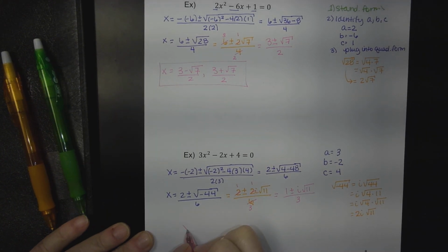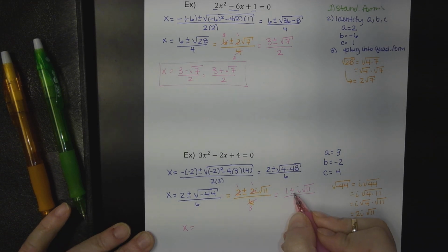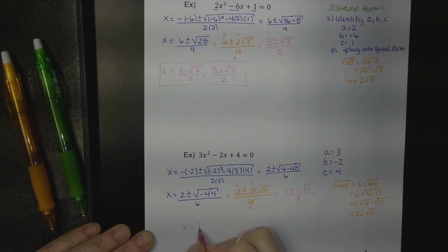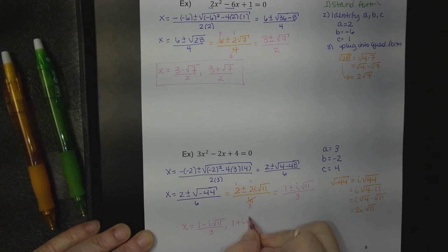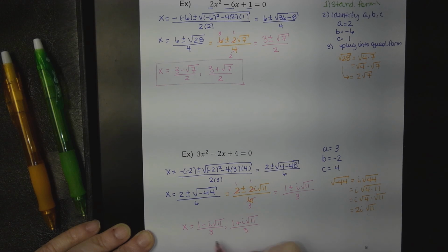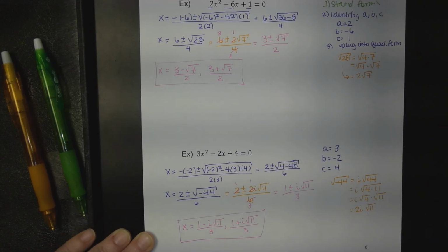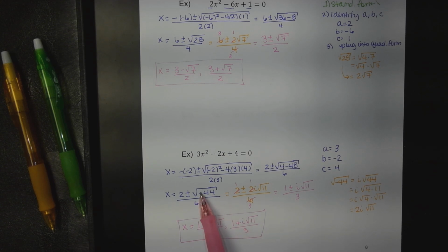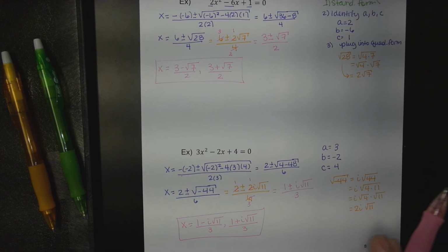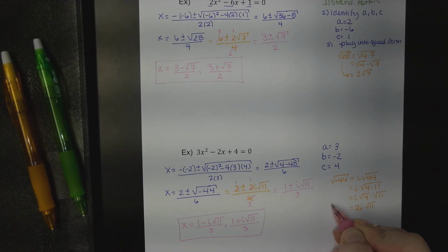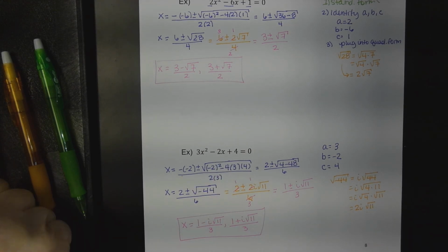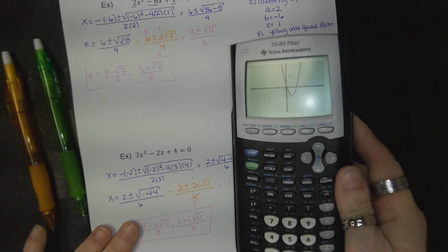Now we have x equals, and we're going to write this as 2 answers: 1 minus i square root 11 over 3, and 1 plus i square root 11 over 3. Okay, so since our radicand was negative, we're going to expect when we graph this not to have any x-intercepts, right? It's not going to cross the x-axis. So let's see what happens when we graph this.